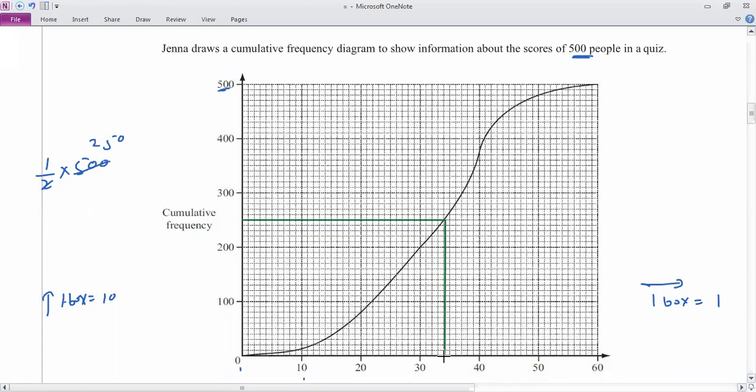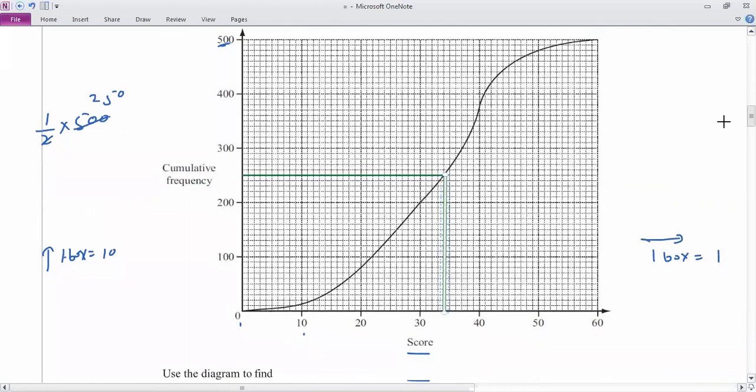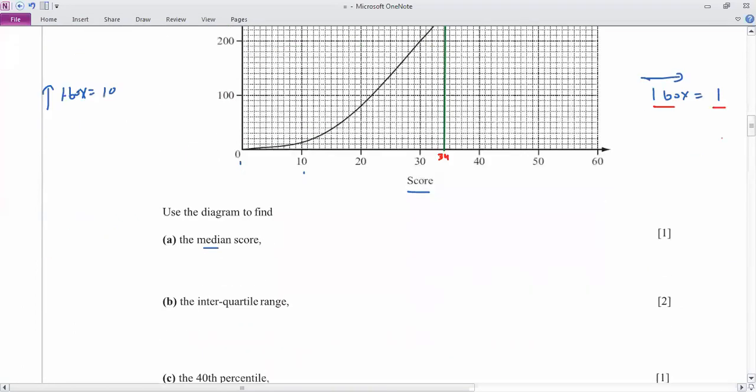Now you will count what this number is. This will be your median. It is 30, and we know horizontally one box is 1. So after 30, this is 31, 32, 33 and 34. So this is clearly 34. We will say the median is equal to 34 score.